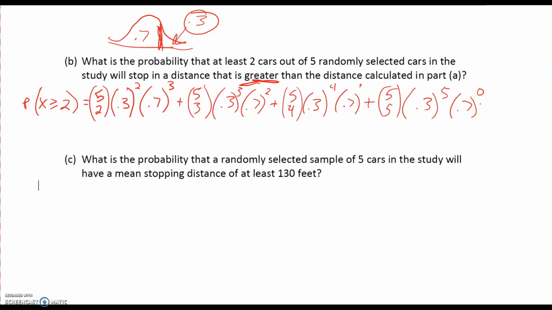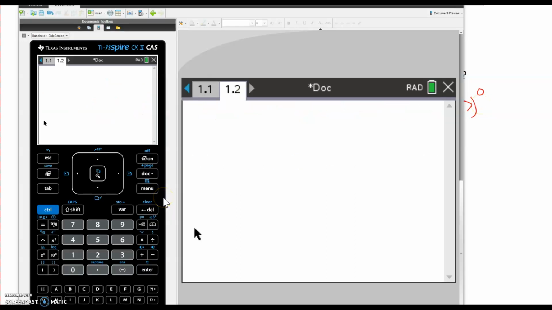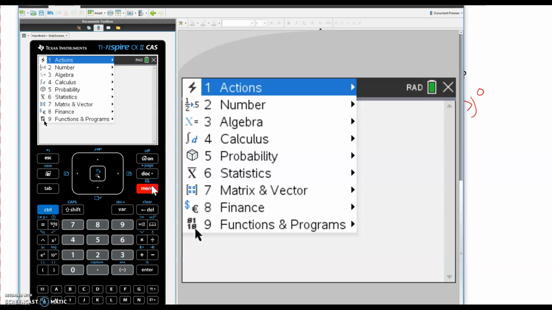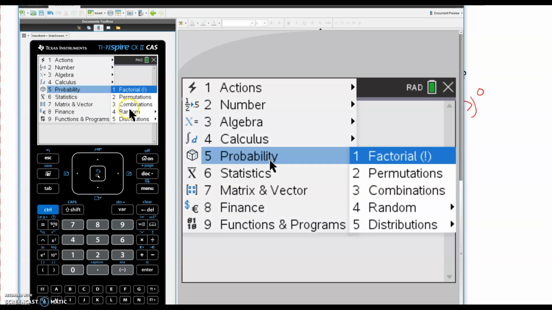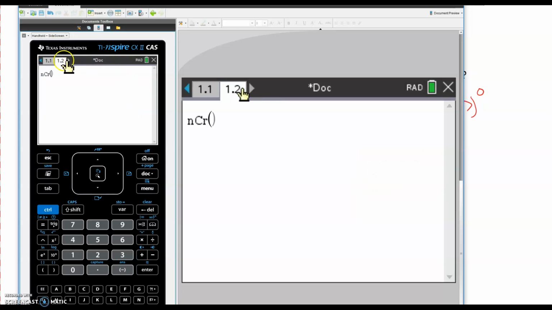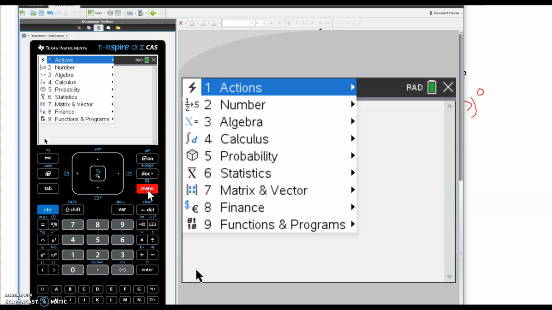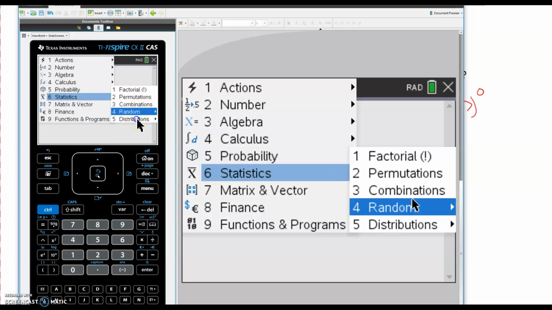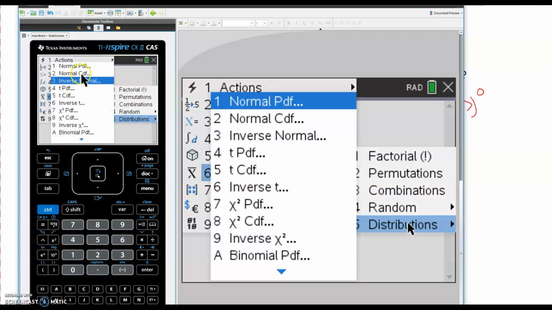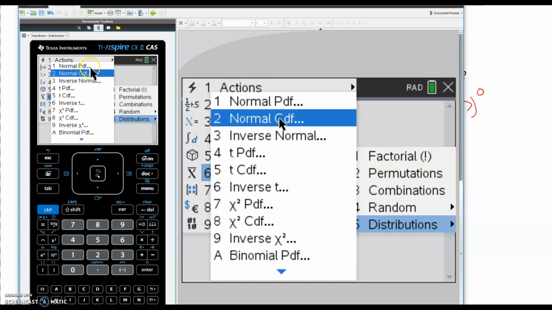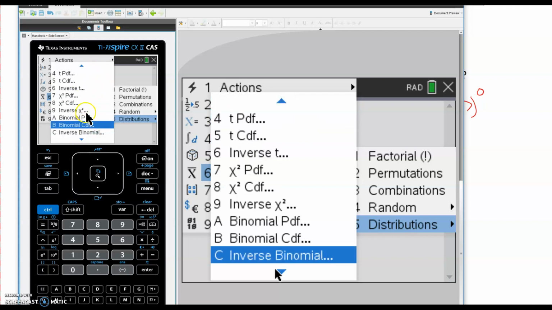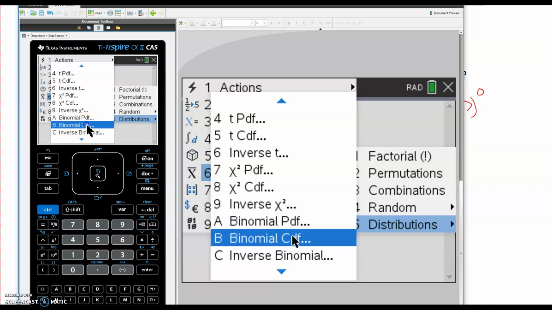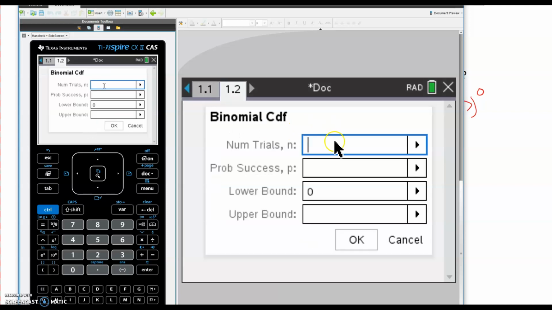Okay, so now we're going to type this into our calculator. All right, so binomial CDF. So we go menu, get to a calculator page, and then go menu, probability, what are we doing? Oops. That's not what we're doing. What the heck was I doing there? Okay, so probability distributions. And we're going to use binomial CDF. Where's binomial CDF? There it is right there. Binomial CDF.